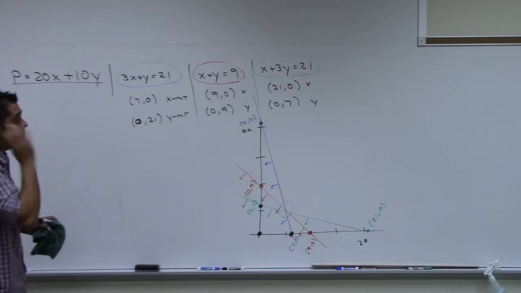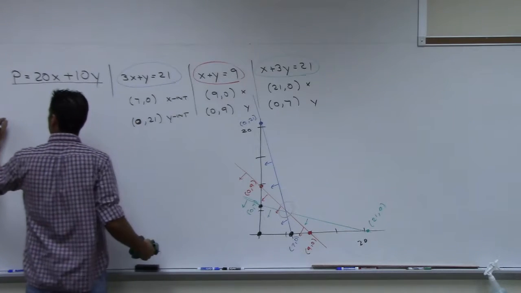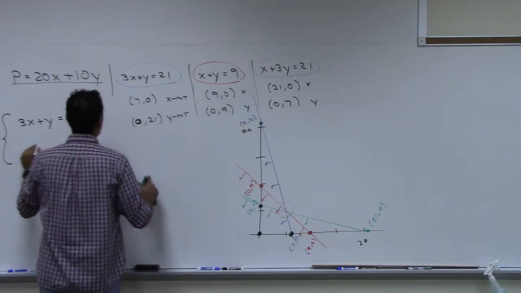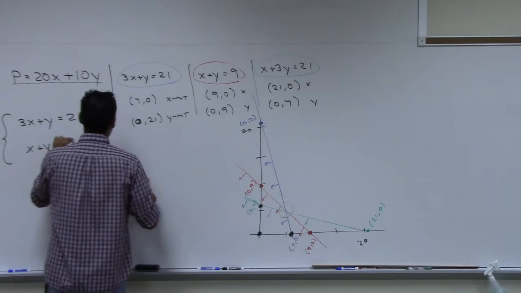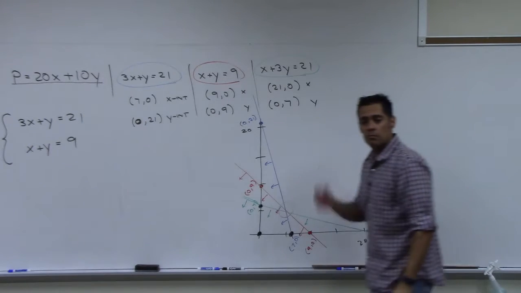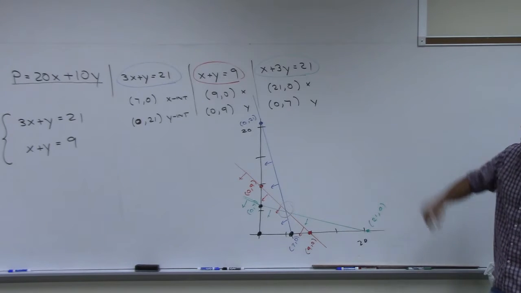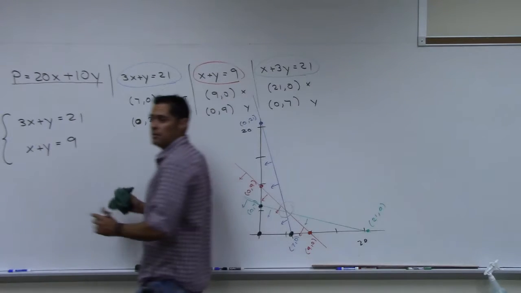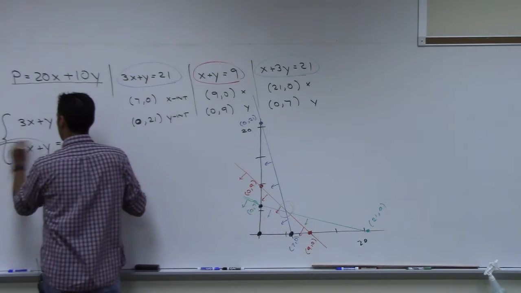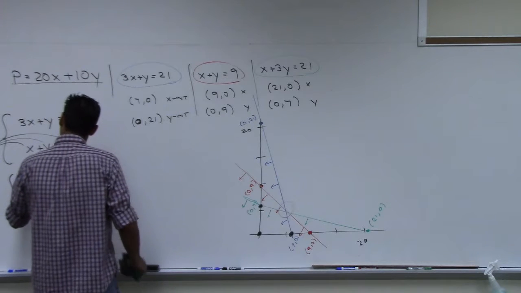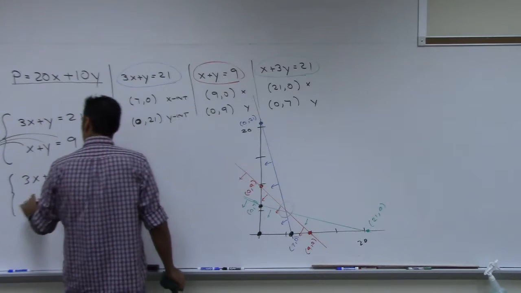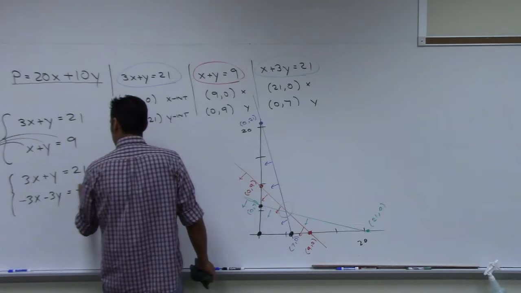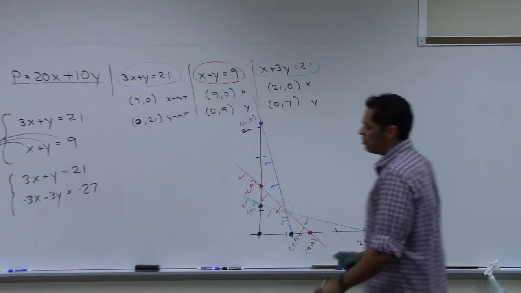Where does the blue hit the red? So I have to set this up, don't I? 3x plus y equals 21 and x plus y equals 9. That's what I have to do? I'm trying to figure out where the blue and the red hit. You can multiply the bottom by negative 3. The new system: 3x plus y is 21, negative 3x minus 3y is equal to negative 27. And add straight down.